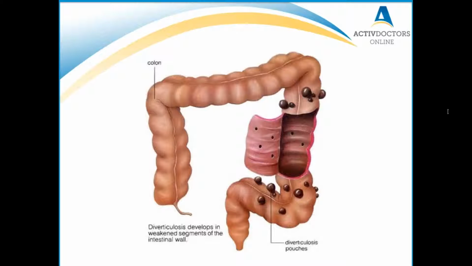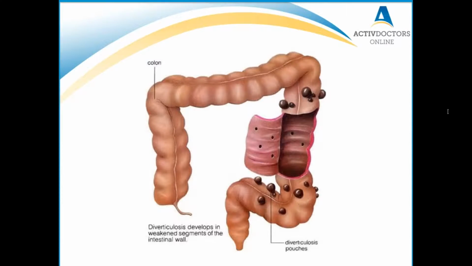The other thing that can happen is that they can get infected. Little food particles can sometimes get caught in these little pouches, and that can lead to infection, and we call that infection diverticulitis. You can usually treat that with antibiotics, but both diverticulitis and bleeding due to diverticulosis can both be very serious problems.